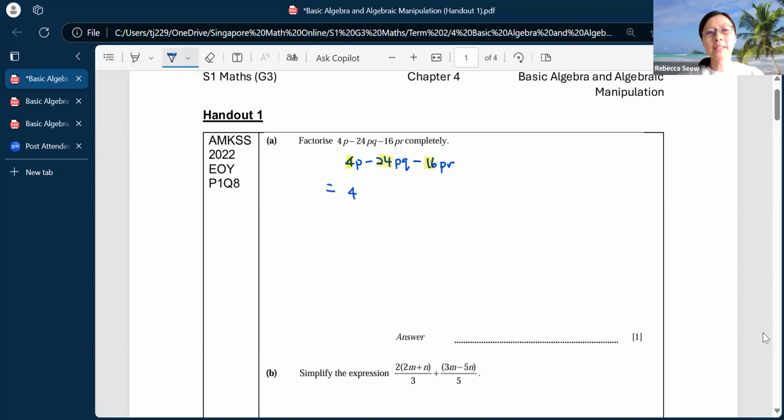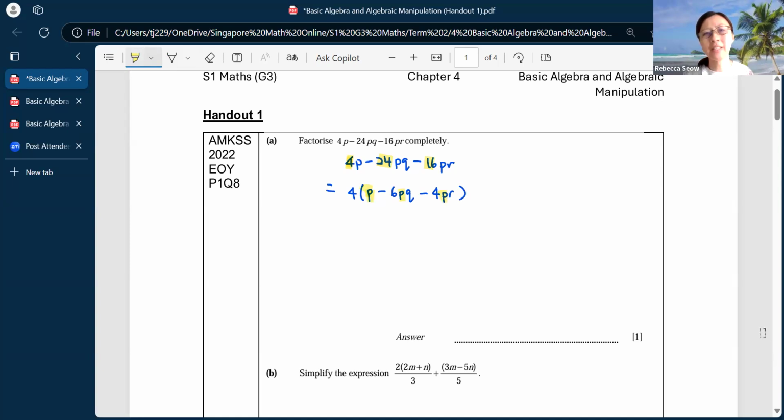I am going to divide 4 out of each of the terms. And what I have left for the first term is p. Second term, 24, I divide by 4, we get 6pq. And the last term, 16 divided by 4, 4, and pr tags along. Is there any other factor that is common amongst the three terms? So now let's go in and take a second look. p, negative 6pq, negative 4pr. Oh yes, we have found a common factor p.